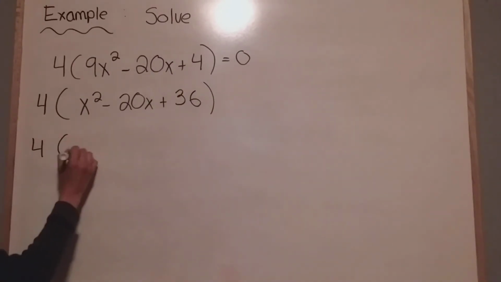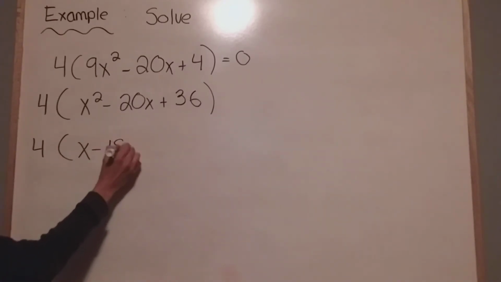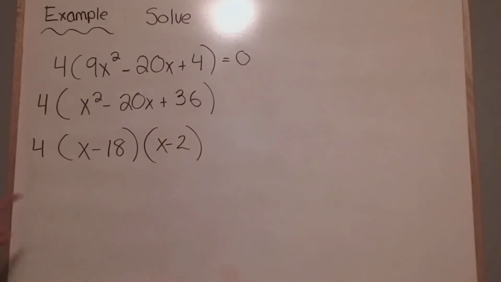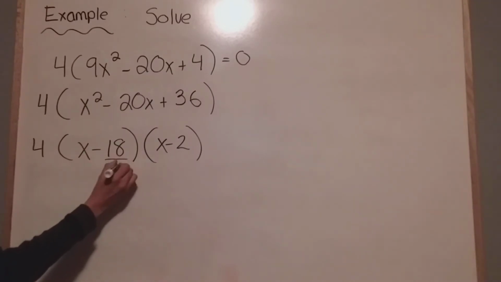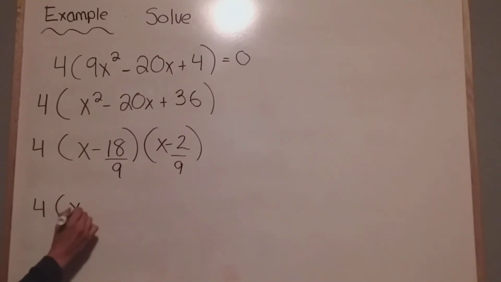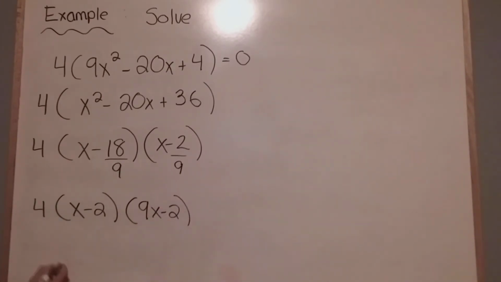And now I factor. The 2 numbers that multiply to give me 36 are negative 18 and negative 2. And then remember, I multiply by 9, so I'm going to divide this by 9. So I get 4x minus 2 and 9x minus 2. So now x is going to be equal to positive 2 and 2 over 9. So those are my probable solutions.